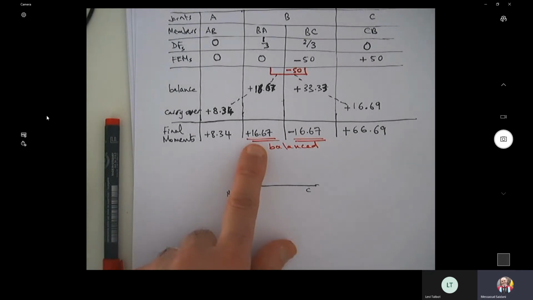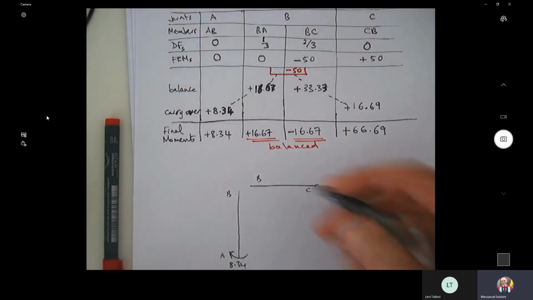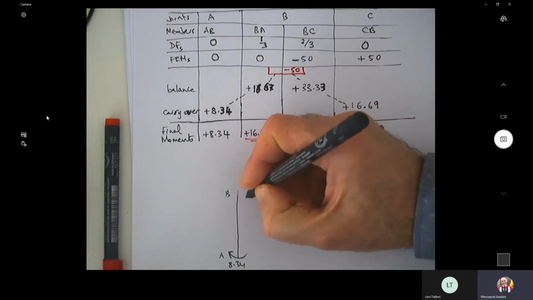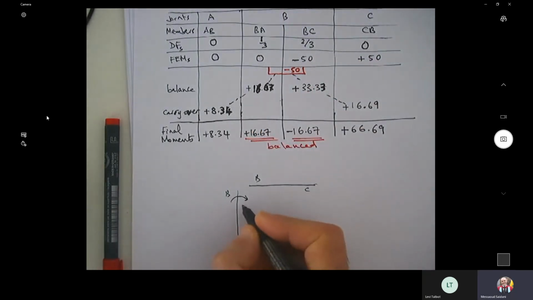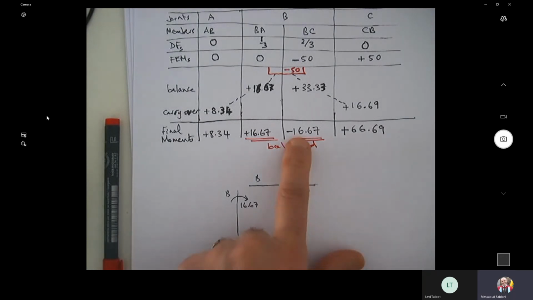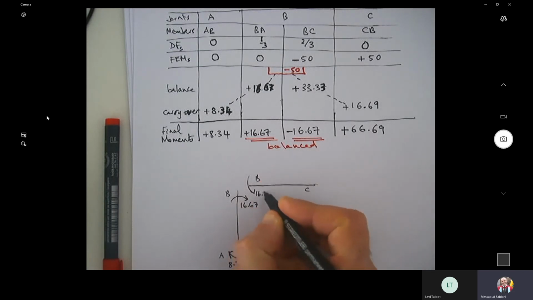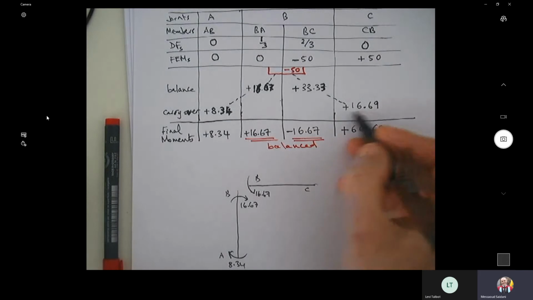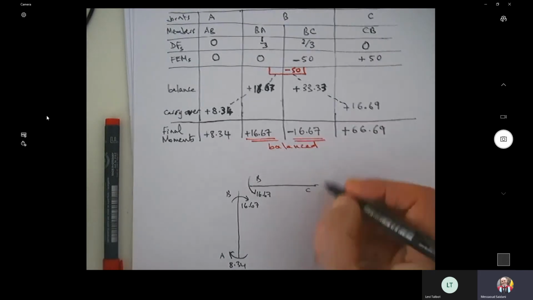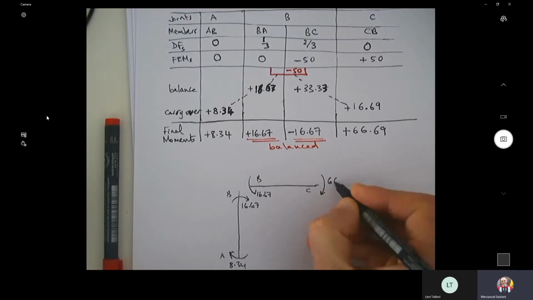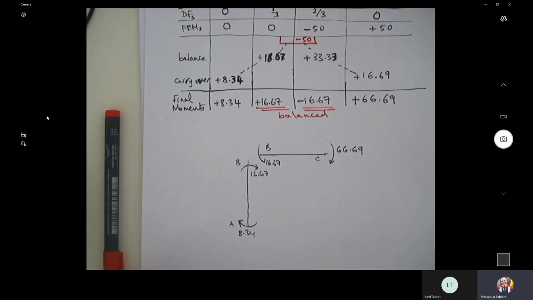Then at B we have clockwise 16.67. And at B we have anti-clockwise 16.67. And finally at C we have clockwise 66.69. If you give me the answers to one decimal place, that's fine. So that would be 16.7, 66.7, and 8.3. Okay.